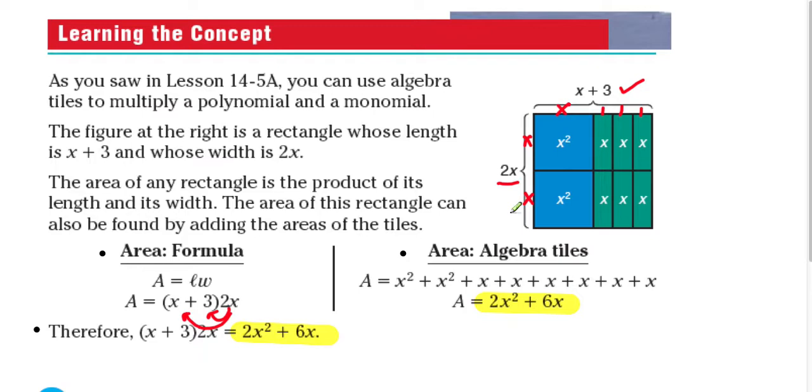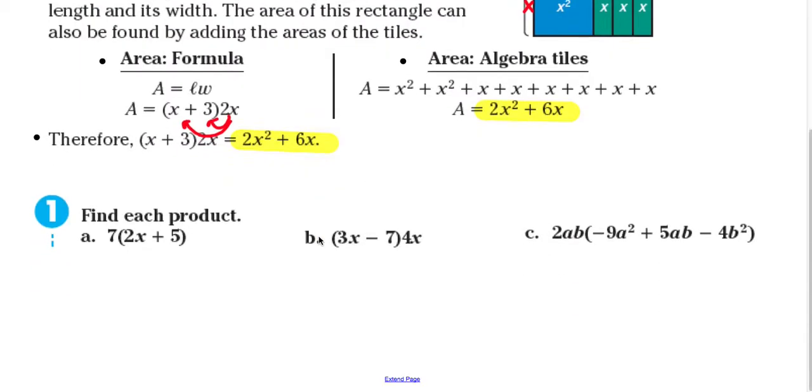The distributive property can be very useful, probably more useful than algebra tiles, because when the numbers become bigger, it is going to be very difficult for us to draw algebra tiles. So this method, the formula method, is the one that we are going to use more than anything else. Let's take a look at this example and see what I mean.